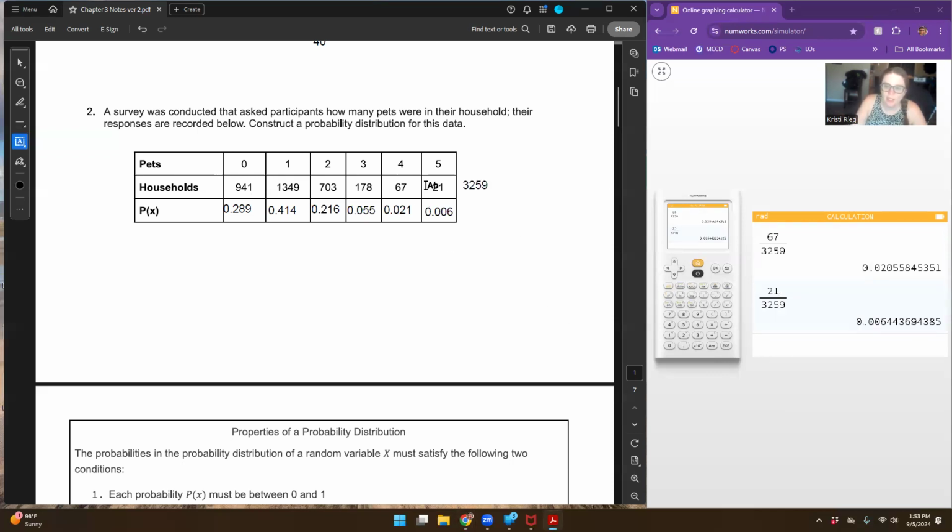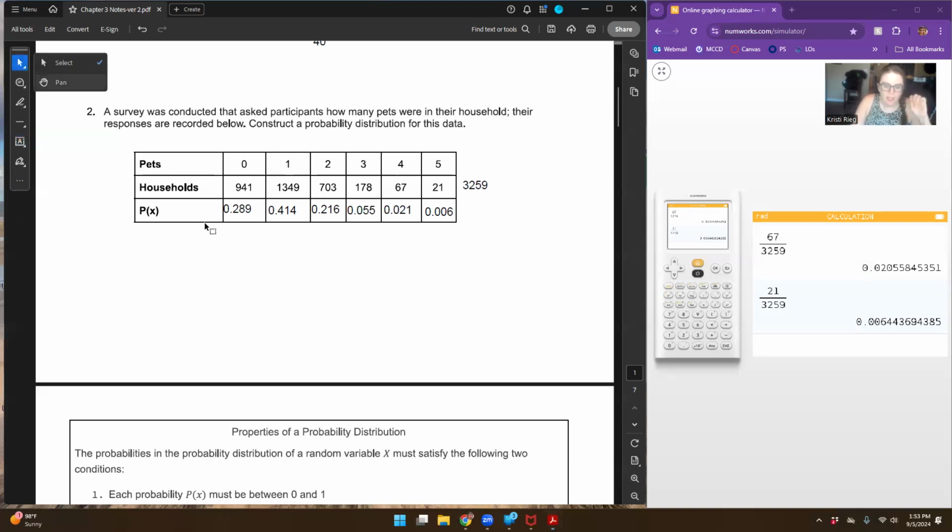And so from here, we can see the probability of a household having 5 pets is 0.006, very small probability. The highest probability is that a household has 1 pet, because that was 0.414 or 41.4%.